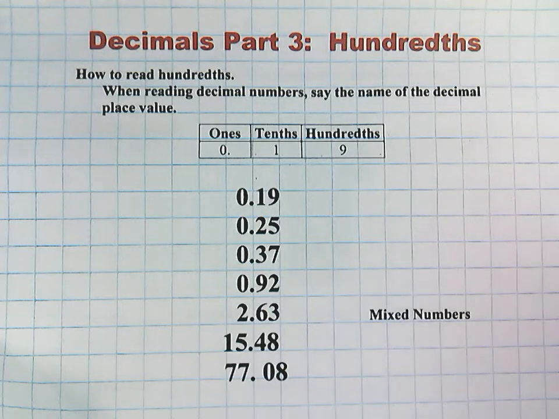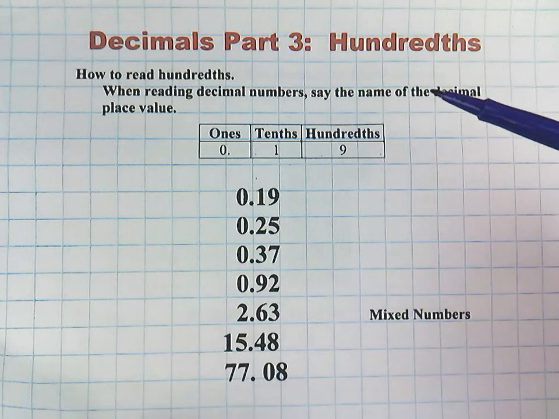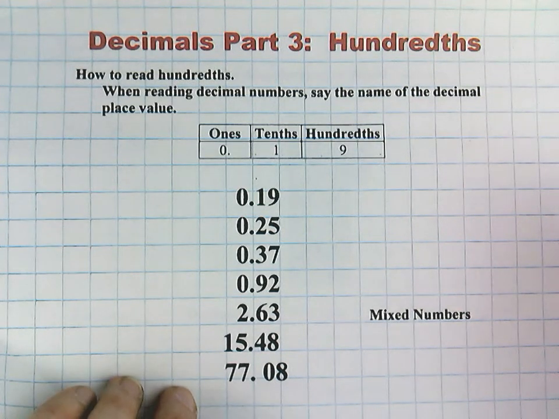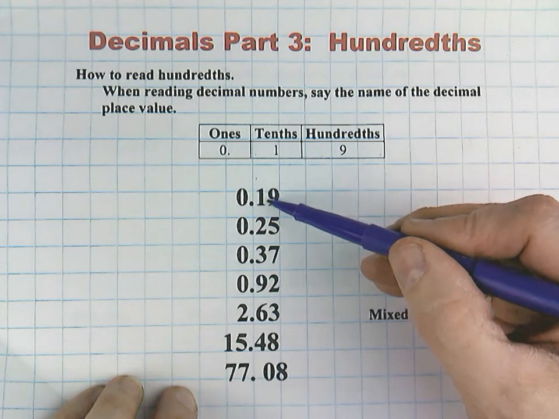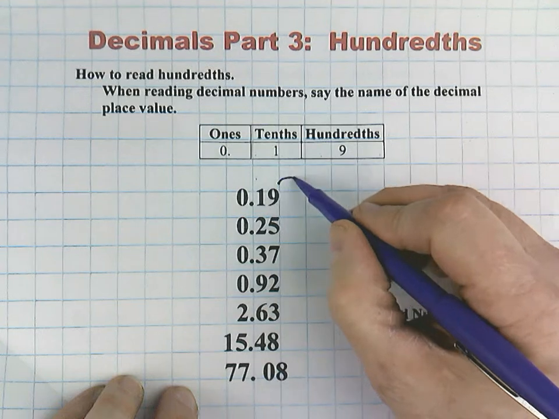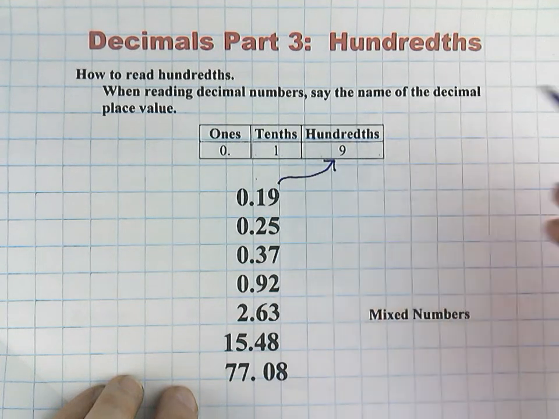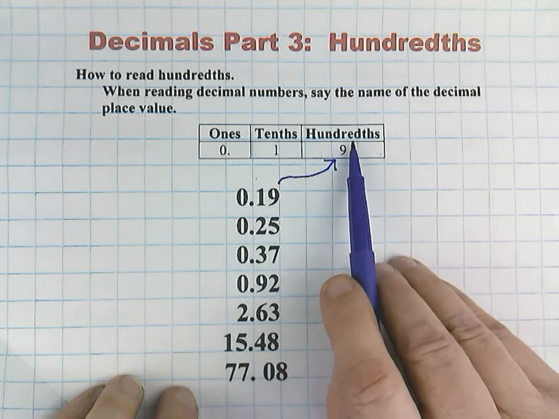It's important to be able to read decimal numbers correctly. So how we read hundredths is really easy. When you read decimal numbers, we just say the name of the decimal place value that it ends with. So for example, here you can see in our decimals, we have 2 digits each time, and the second digit is in the hundredths. So for example, this would be read 19 hundredths.